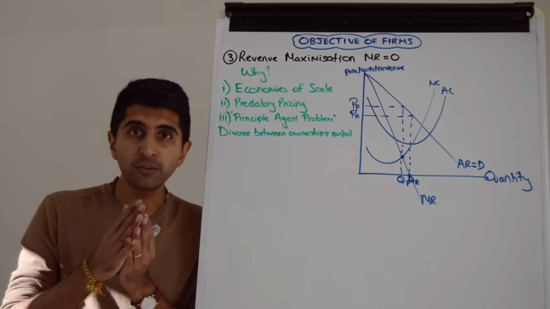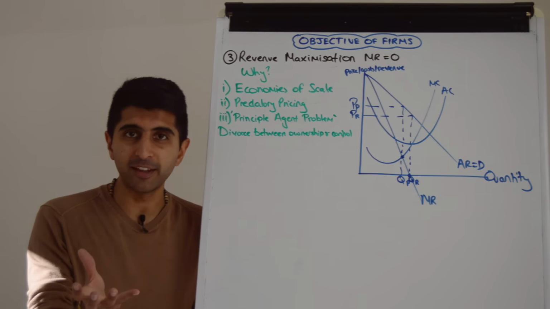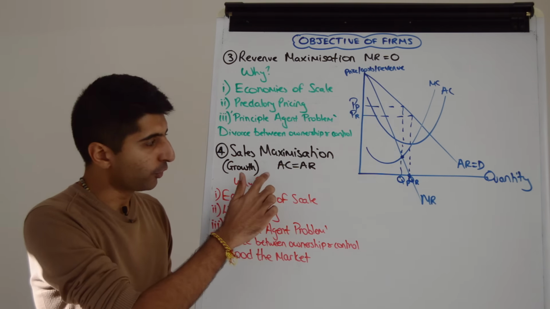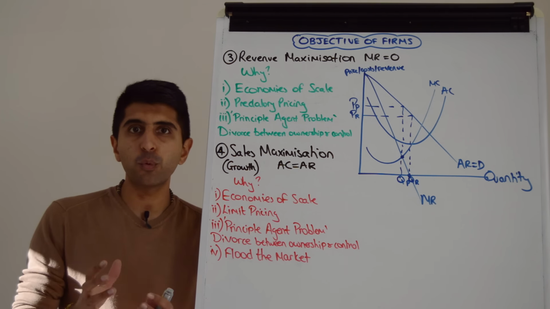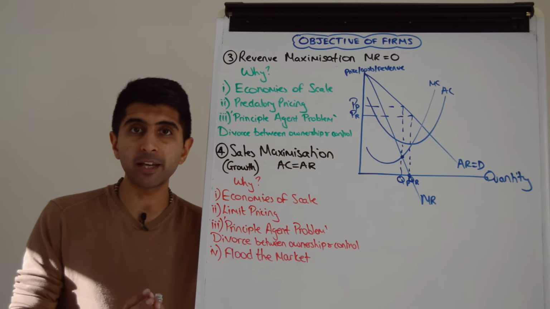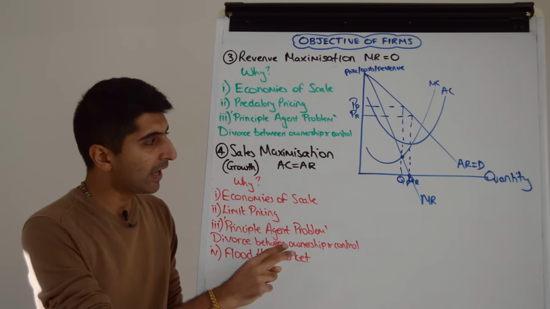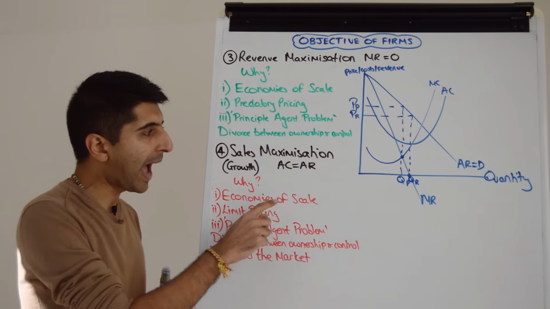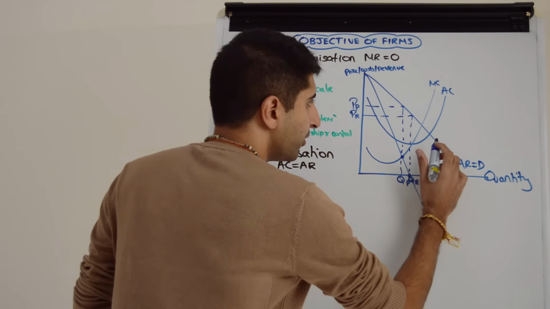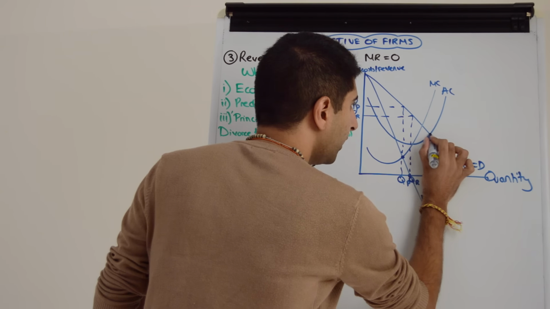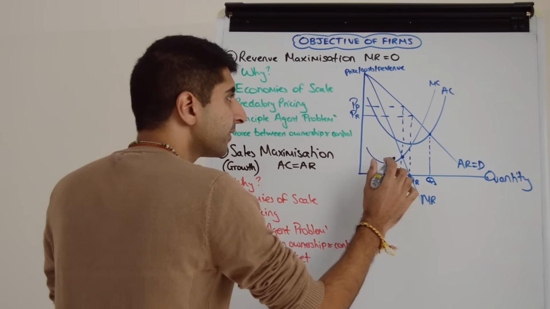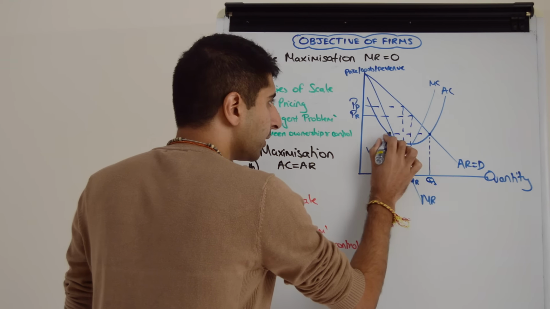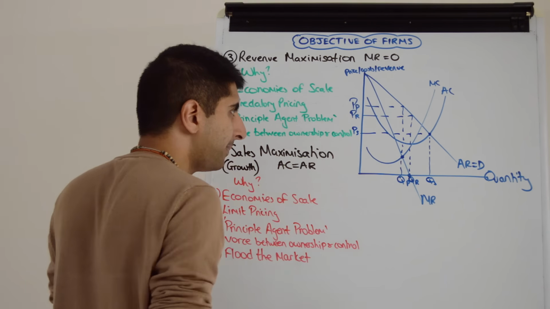But a business might use a different objective like sales maximization. Sales maximization, also known as growth maximization. The idea here is that a business wants to become as large as they possibly can be without making a loss, and that occurs at break even, where average cost equals average revenue. We can add that to our diagram here. So AC equals AR is there. That gives us a quantity, let's call it QS, and the price we are at AR, so we can just take the price across, let's call that PS.